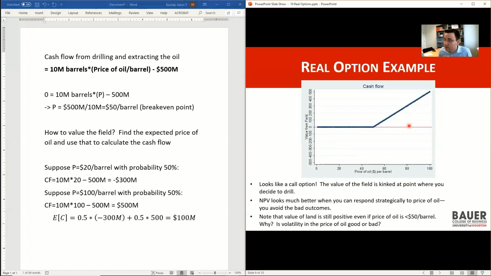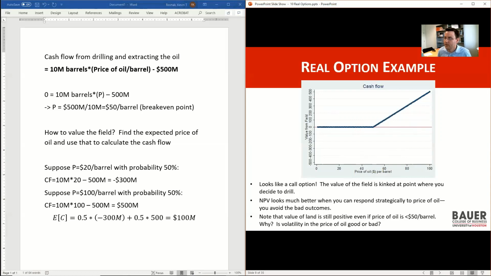So you still drill when the price of oil is above 50, but you just don't do it when the price is below. Okay, so you see we have these two ingredients that I talked about in the very first slide. We have uncertainty as to what's going to happen, uncertainty as to the price of oil. That's the first ingredient. And then second, you change what you do depending on how that uncertainty gets resolved. So if the price is too low, you don't drill. That's a separate action than if the price is high, then you do drill.